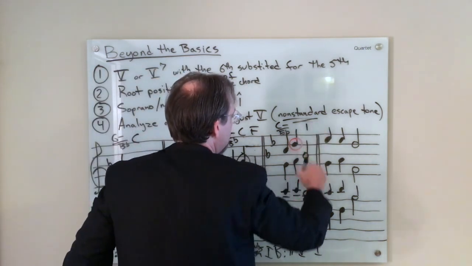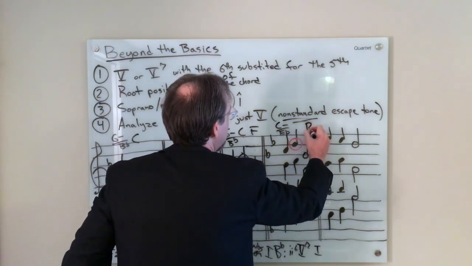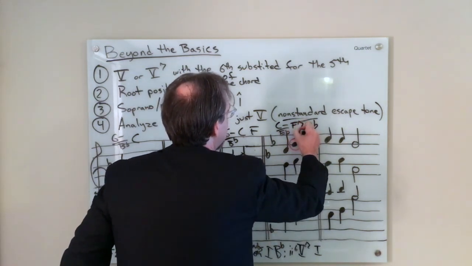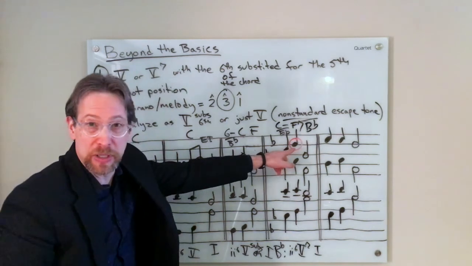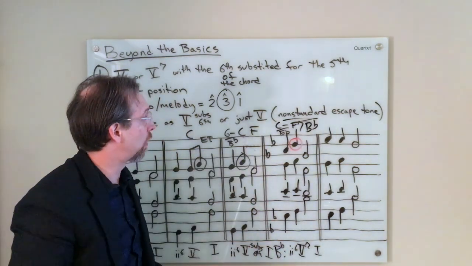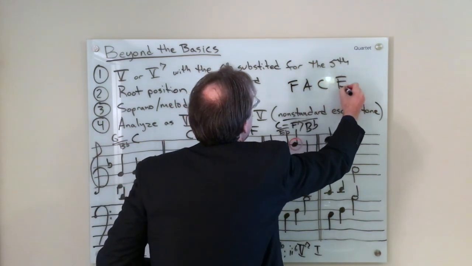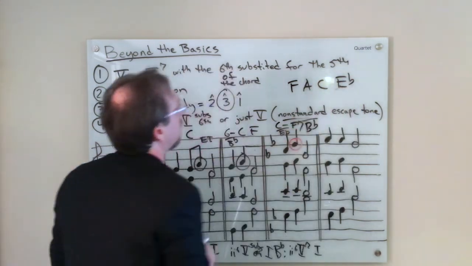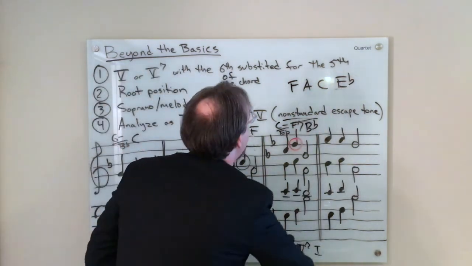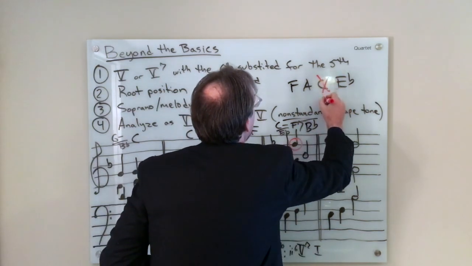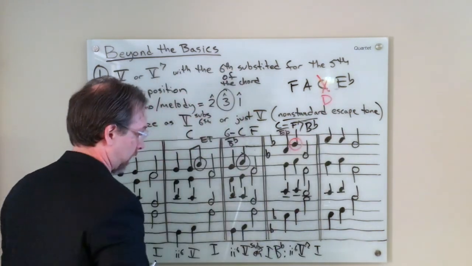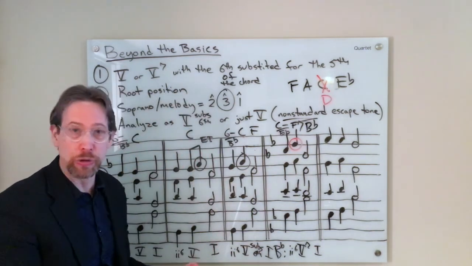So it's a B flat, D, F, B flat, that's a B flat major triad. This is our F7, and we've just simply substituted the 6th for the 5th. Normally the chord would be F, A, C, E flat. But instead of that C, we're putting in a D. And it gives it a nice, unique color.